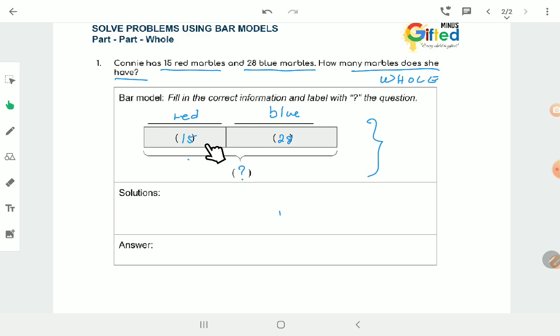I know this part A. I know this part B. All right? I know the parts. So what am I going to do? By looking into my model, I could say that 15 plus 28 is equal to my whole, which is equal to what?